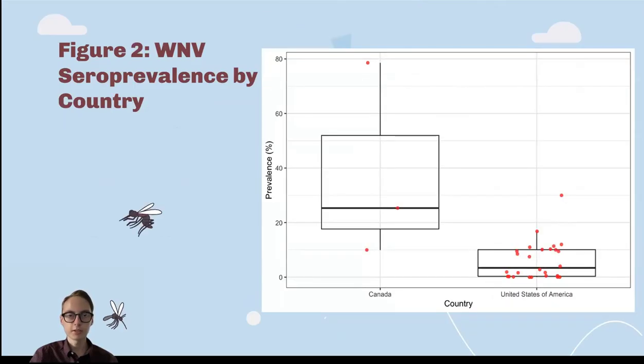Figure 2 compares average seroprevalence by country. Canada shows a wider range of estimates, reflecting limited and uneven data availability, while the US shows a narrower and more stable estimate due to the larger number of studies available.